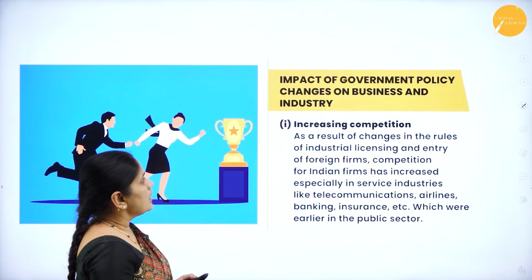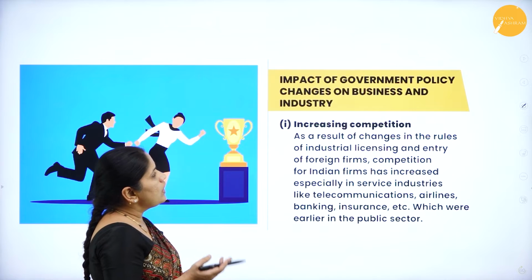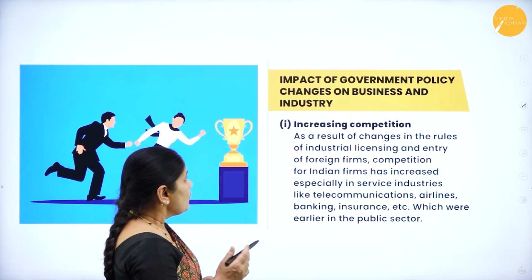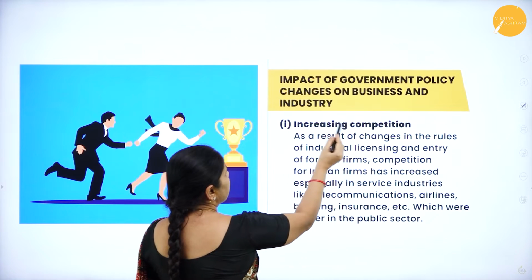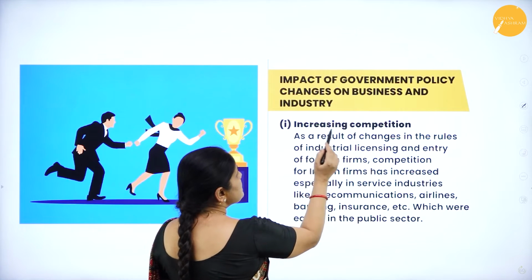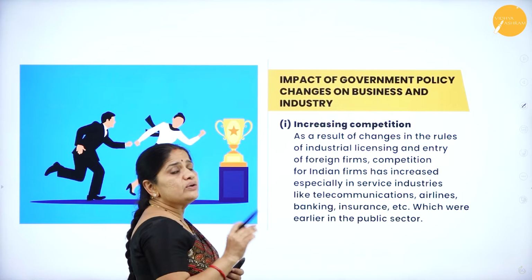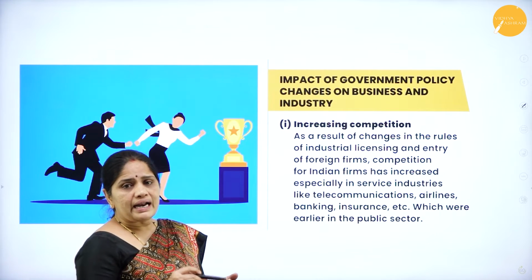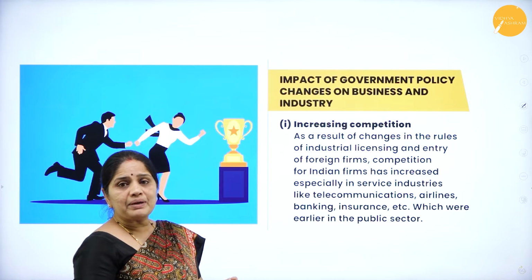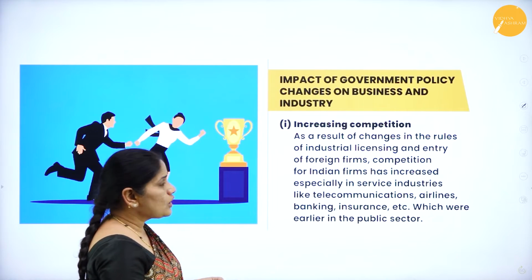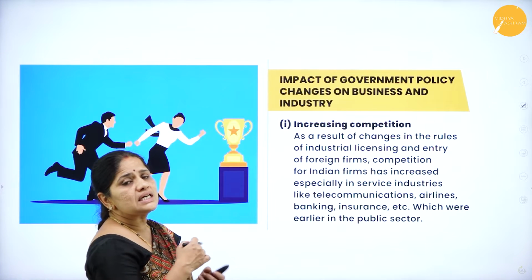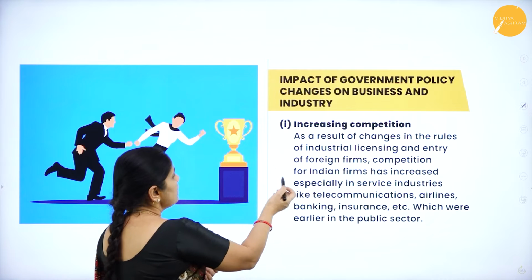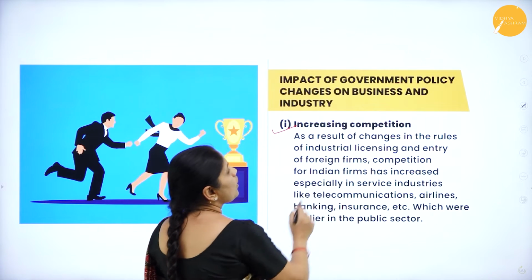Then next, we will look into the impact of government policy changes on business and industry. What was the impact of the government policy changes on business and industry? Because of the new industrial policy introduced in 1991, and also the concepts of liberalization, privatization and globalization, we could see certain changes in the Indian economy. So what are those changes? The first thing is an increase in competition.